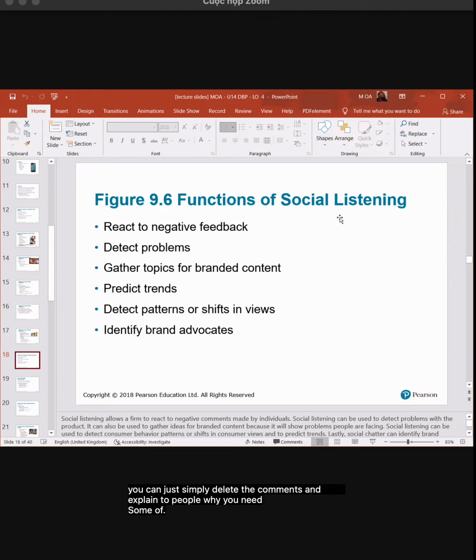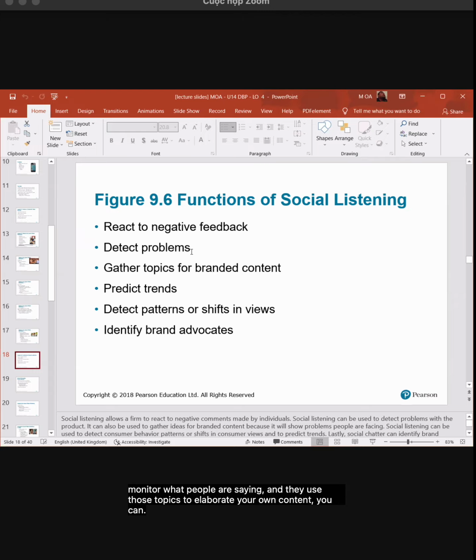Some of the functions of social listening are that you can detect problems with your products or services. You can get topics about what people are saying about your products, or maybe features that you didn't think about as a company, or ways to use it that you didn't know were possible, but you want them to be owned by other users. So you can monitor what people are saying and then use those topics to elaborate your own content.